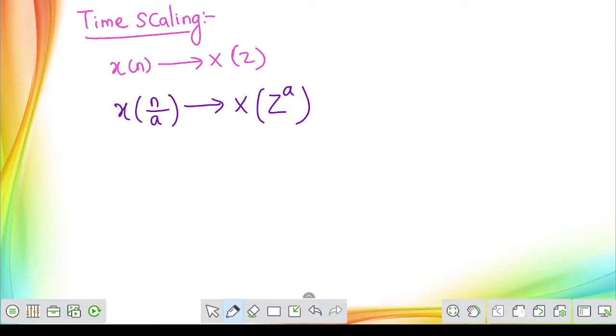Just cross check how I am doing. Here it is in the denominator, because we know in scaling, if it is multiplication in the time domain, it is division in the frequency domain. If it is division in the time domain, then in the frequency domain it will be multiplication. So these two are always changed with respect to each other. So you must remember this.